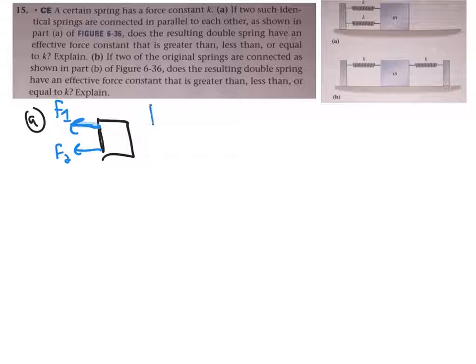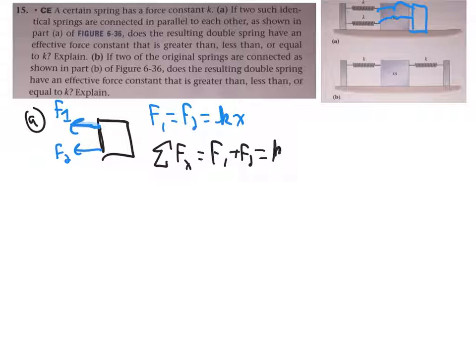And in both cases, F1 equals F2 equals K times X, whatever the distance we moved the box over. So if we moved it over some huge distance, then each guy produces that. So the net force on the box is F1 plus F2, which is Kx plus Kx, which is 2Kx.